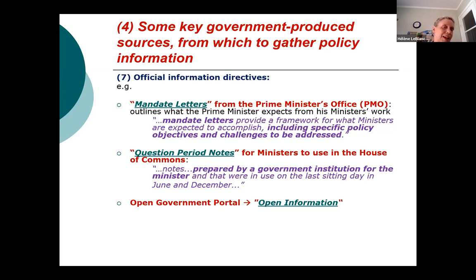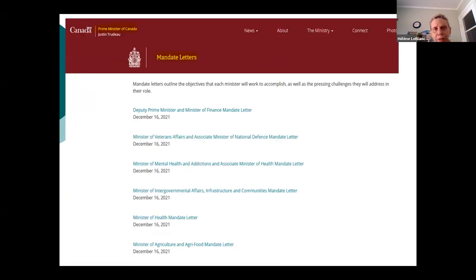It might take the edge off the nitty gritty of what you might be able to find in these about what our government is doing on policy. But we have question period notes too, which help guide the ministers in the House of Commons on what they should or shouldn't say. And we have an open government portal like many jurisdictions do now. Under open information, you'll find briefing packages. You can find this all wedged in different places within our open government pages. It's just really hard to find them.